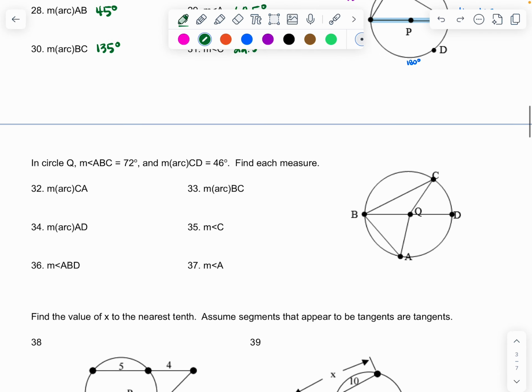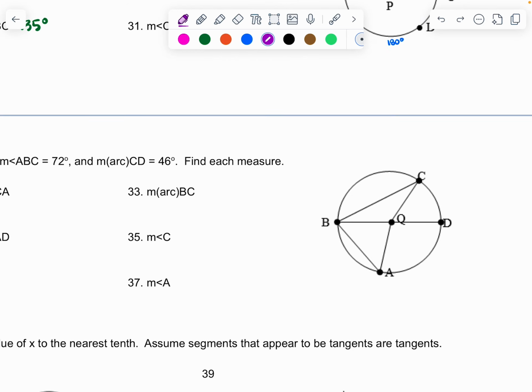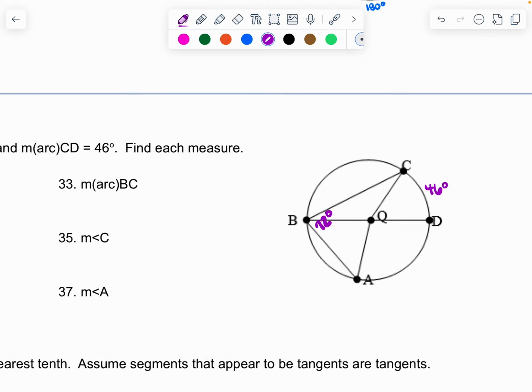All right, moving on. I think we're about halfway done. All right, here we go. Circle Q. The measure of angle ABC is 72. Now, that's going to be tricky because that's this whole angle, so I'm just going to write that big right in the middle there. And arc CD is 46. All right. Well, that's not a ton to go on.